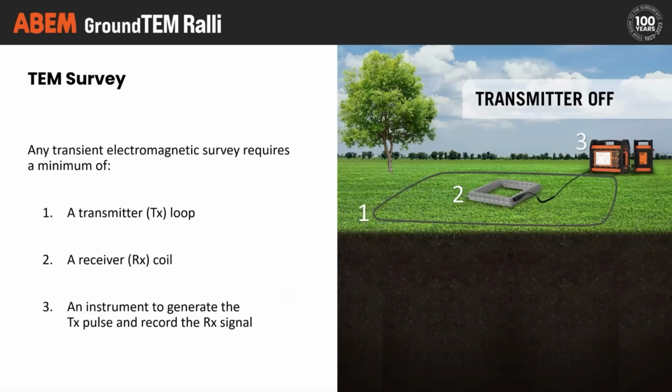So all TEM systems will have three components. That is something that is transmitting a signal into the ground, either a transmitter loop or coil, a receiver coil there to get the signals as they come back from the ground, and then also an instrument to generate that current pulse around the transmitter and receive those signals that are coming back.